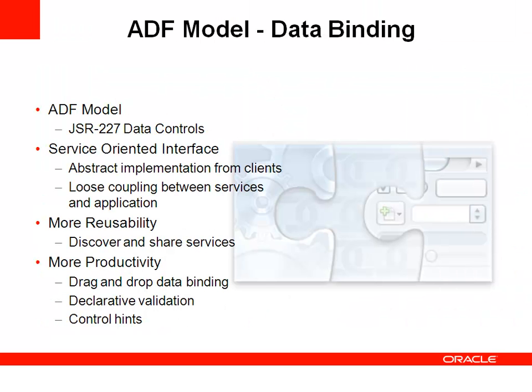In order to connect the business services and the user interface, we're using the ADF binding or ADF model layer. The ADF model layer is based on JSR 227, and it basically abstracts the structure or the implementation of the business service from the UI developer. So no matter if the business service is based on ADF business components or a simple Java class or a web service, the UI developer sees them all in the same way and is simply able to drag and drop them into the page when building an application.